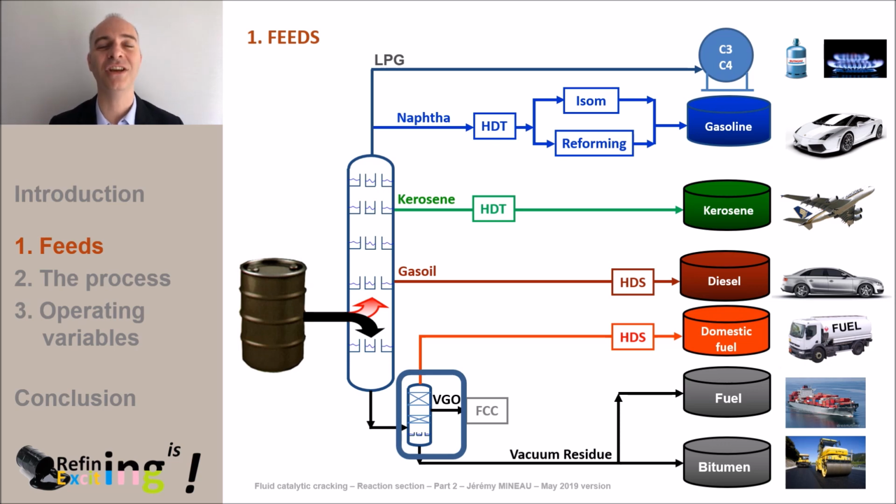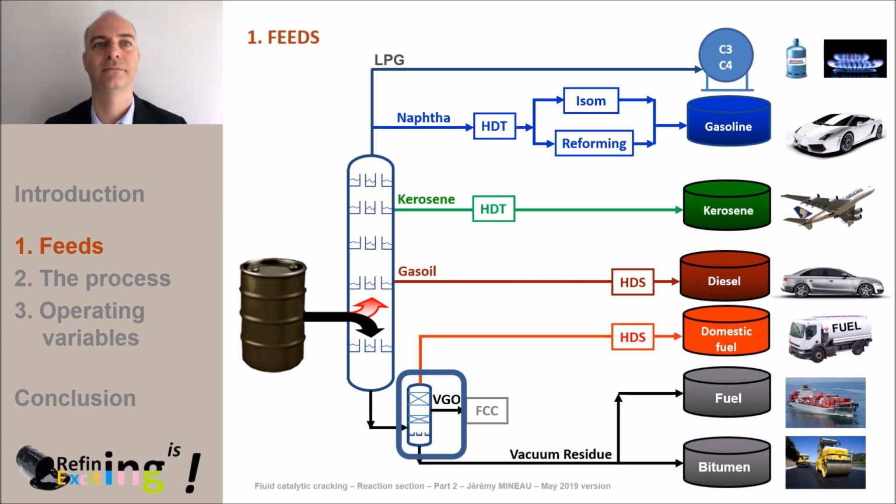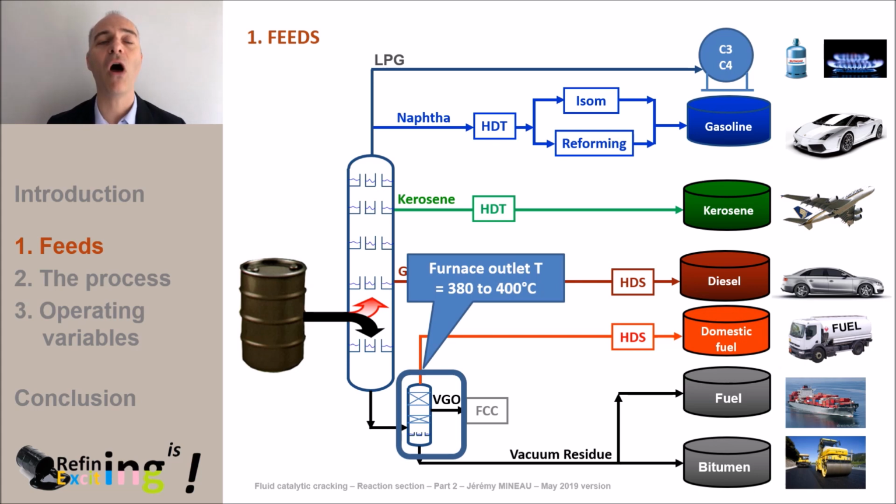In a vacuum distillation, the pressure is reduced down to 50 to 100 millimeters of mercury. It means about 100 millibars absolute. Reducing the pressure makes it possible to vaporize molecules that could not have been vaporized at atmospheric pressure. Generally speaking, a vacuum distillation furnace operates at an outlet temperature ranging from 380 to 400 degrees C, and sometimes even more. That makes it possible to reach a VGO vacuum residue cut point of 540 to 580 degrees C.